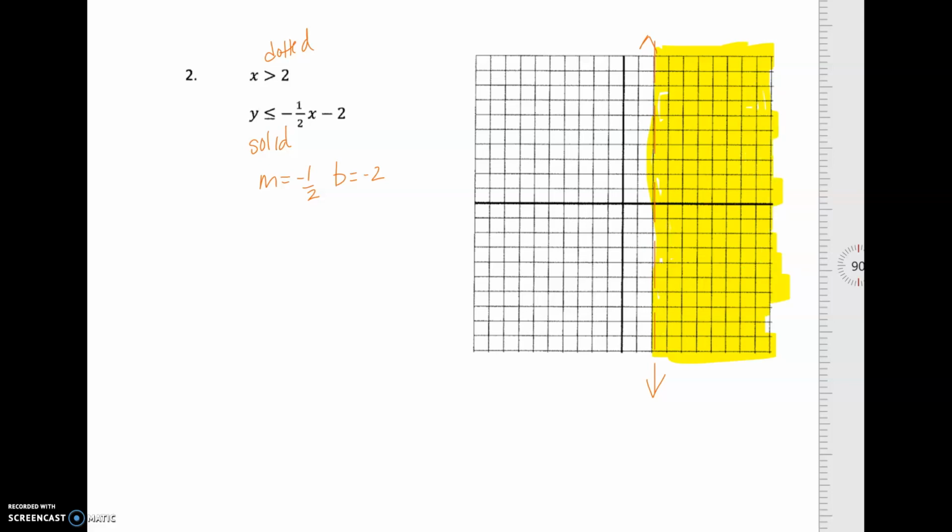Okay, now I'm ready for my second line. I'll do that in green. Negative 2 from the origin is right there. Then I can go down 1, over 2. I can go up 1, left 2. And we said that this is a solid line.